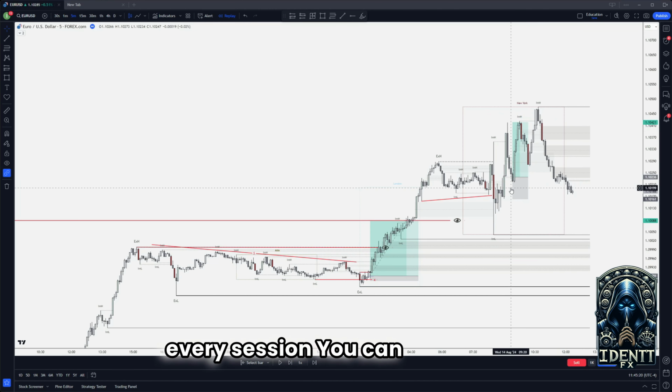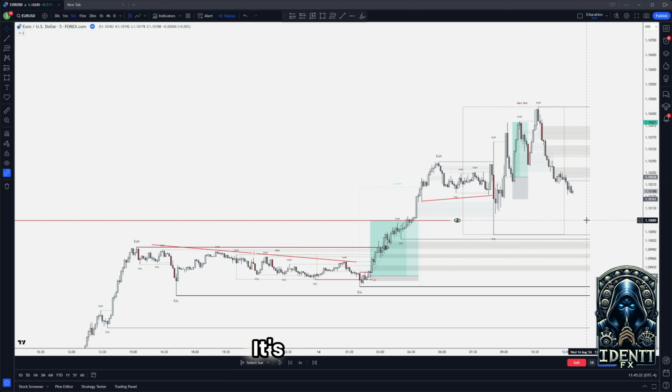Every session, you can establish the drawn liquidity this way. It's very simple. Just put in some practice. Look at where the liquidity is.